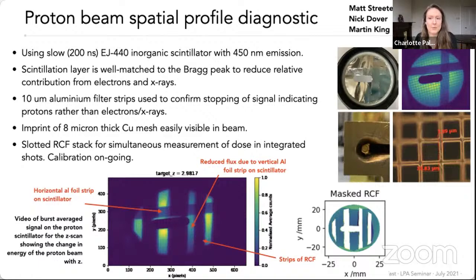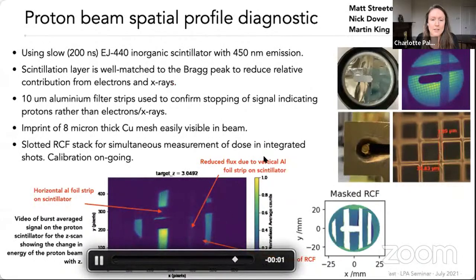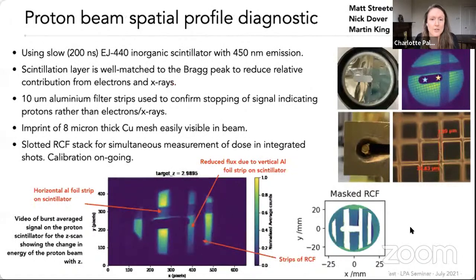In order to confirm that the signal was due to protons, we included 2 strips of aluminium foil onto the scintillator and looked at the drop-off in signal behind those shielded regions. You can see a photo of the scintillator with the filters on here, and then an image of the exposed scintillator on the right. You also see there's an imprint of an 8 micron copper mesh that was included behind the target for a few runs. Dose calibration is ongoing, with comparison to some RCF, and Nick's trying to book some time at a cyclotron.